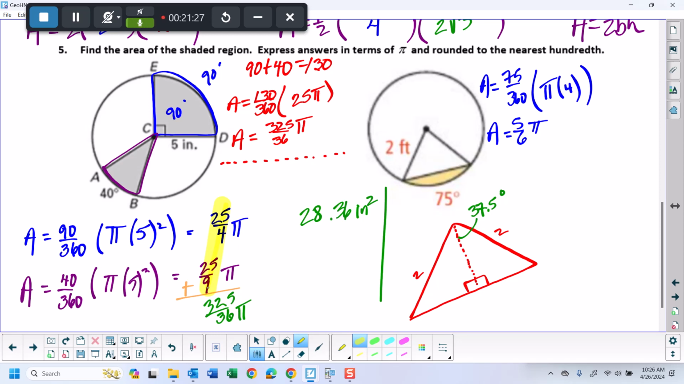I found this separate area. I found this separate area. I added them together and I got this. What did I do in red? My work in blue is the blue sector, and my work in purple is the purple sector. Easy peasy. Added those two areas together, I got the right answer. In terms of pi, unrounded to the 100th. I'm in good shape. What did I do in red? What's going on with the red?